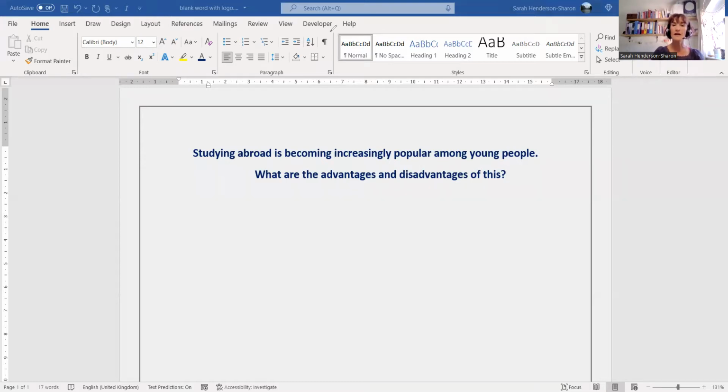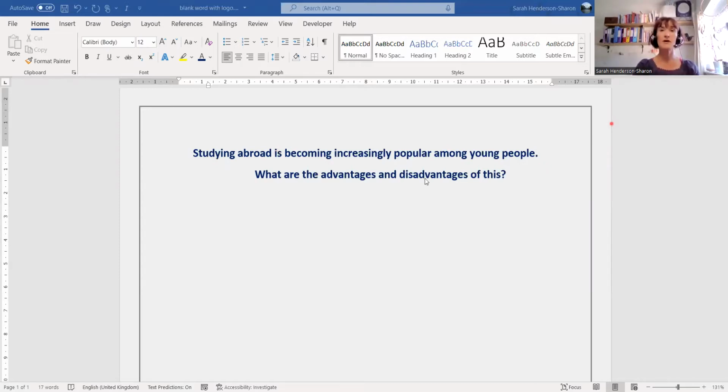Now, this is a fairly straightforward essay question, and I always choose this topic when I'm teaching someone IELTS Task 2 for the first time. I always start with this topic of studying abroad because, generally speaking, most people who are preparing for IELTS are doing it because they want to study abroad. So this is a topic that you will have experience of, you will have opinions about. So it's a really good one for your early preparation.